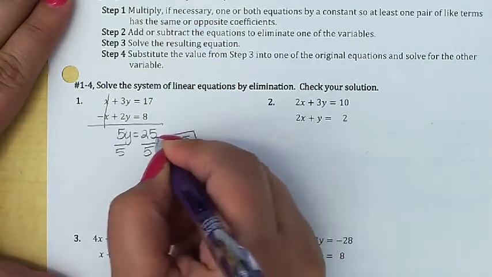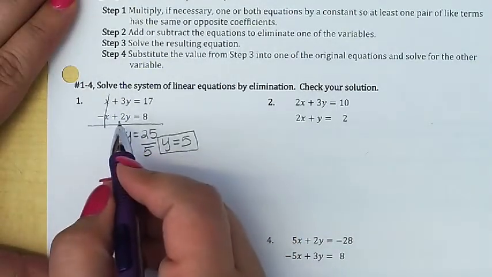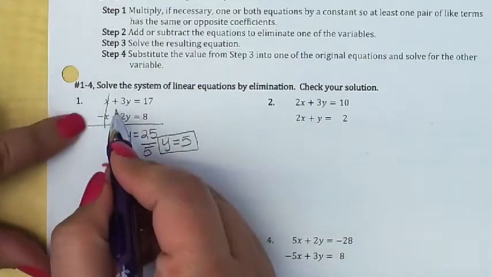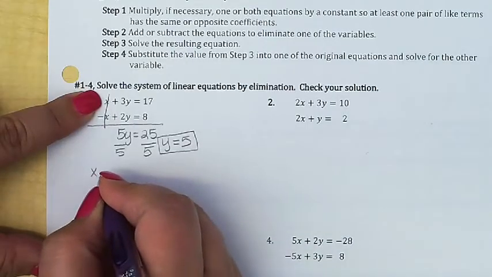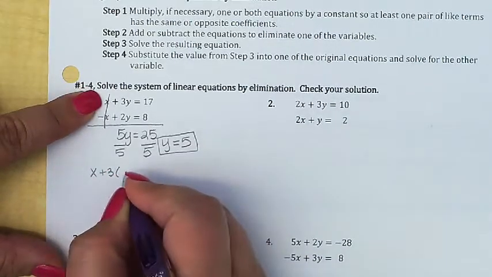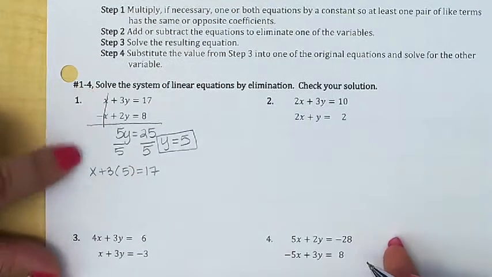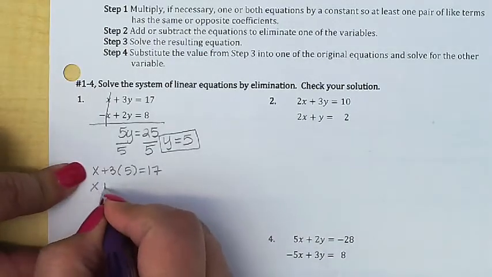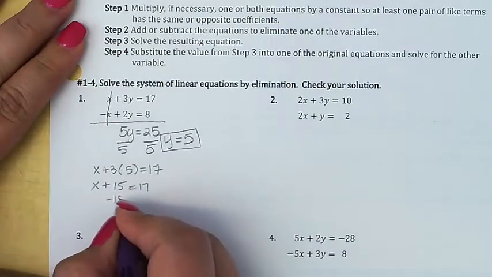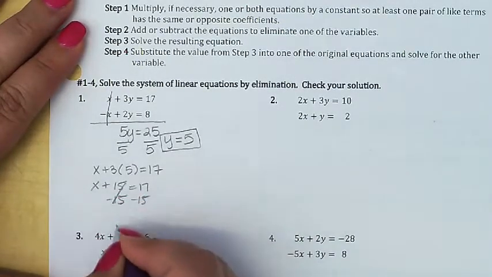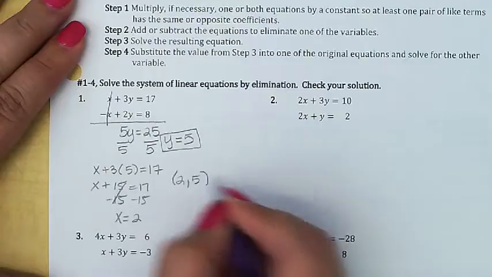So y is equal to 5, and then once you know that, it becomes just like substitution, where we plug that back in to either one of these, it doesn't matter which one, and solve for the other variable. I'm going to go with the top one, since that x was by itself and I don't have to worry about a negative. So I'll plug it into that x plus 3, and then I'll insert that 5 in there to solve for the other coordinate. So x plus 3 is 15, and then we subtract, and I get the second solution, which was x is equal to 2. So our ordered pair would be 2, 5.